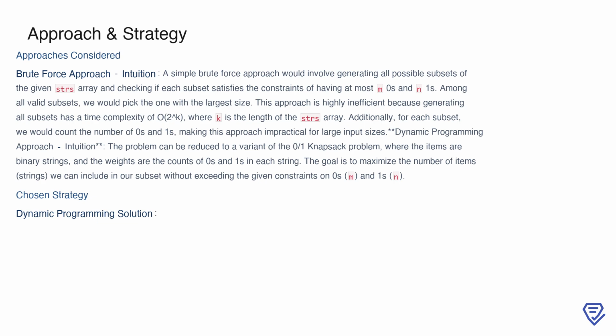Instead, we turn to the dynamic programming approach. This method draws inspiration from the 0/1 knapsack problem. In this analogy, each binary string is treated as an item with weights corresponding to the number of zeros and ones it contains. The objective is to maximize the number of strings we can include in our subset without exceeding the given constraints on zeros and ones. This forms the foundation of the solution we will use.